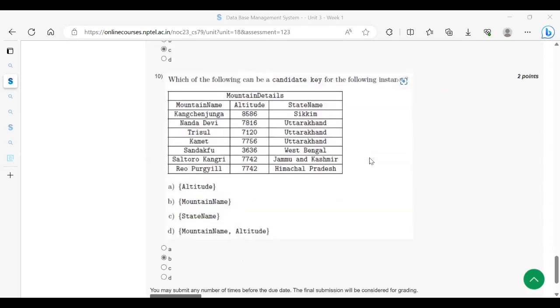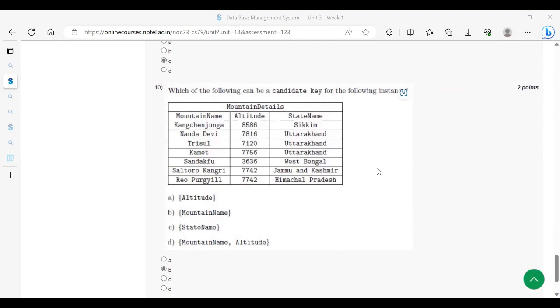Next one, what is the candidate key for the following instance? So if you see in this problem, the first one is altitude, 8586, 78. So we cannot say this is a candidate key because the values are repeated. Mountain name, state name. Okay, state name, if you see Uttarakhand, Uttarakhand, Uttarakhand, repeated. Hence, this is not a candidate key. This is not a candidate key. Now I am going to say this mountain name is a candidate key.